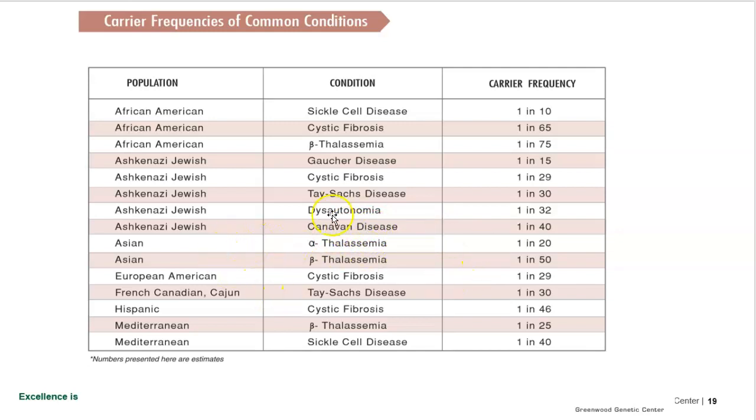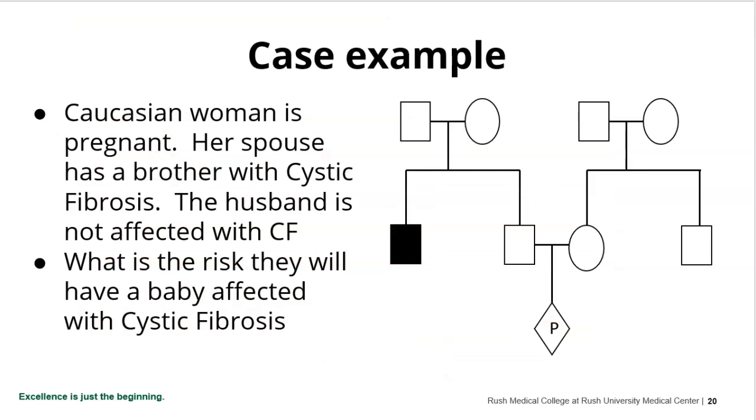And individuals of Asian descent are higher at alpha and beta thalassemia. We also see Tay-Sachs in the French population, in the French Cajun population. And beta thalassemia is higher in the Mediterraneans. But everybody has what's their higher risk or lower risk.